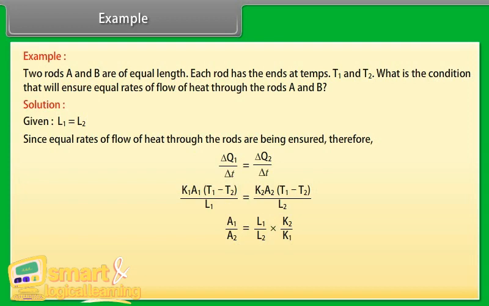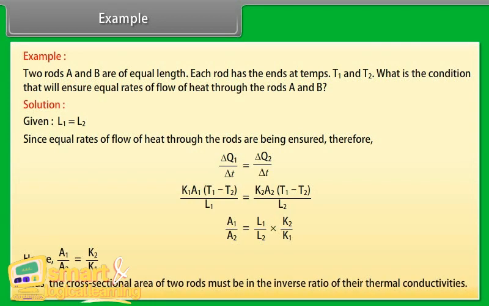A1/A2 = (L1/L2) × (K2/K1). Hence, A1/A2 = K2/K1. Thus, the cross-sectional areas of the two rods must be in the inverse ratio of their thermal conductivities.